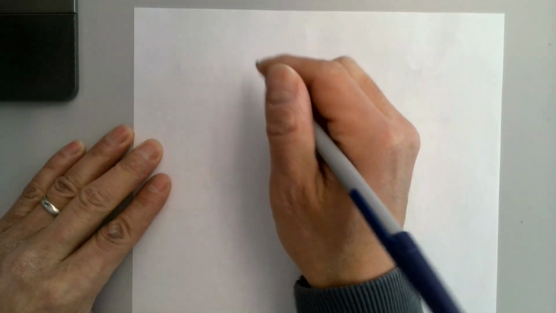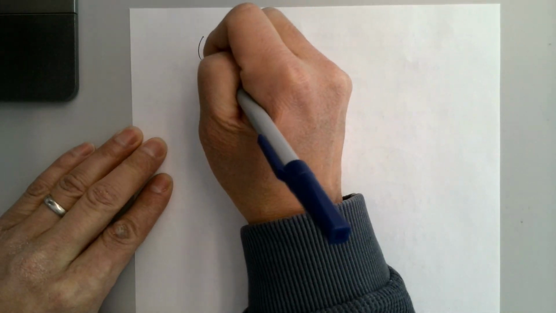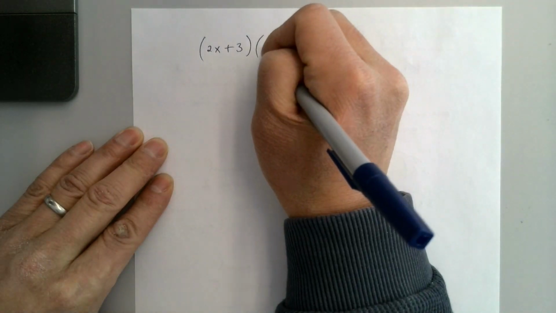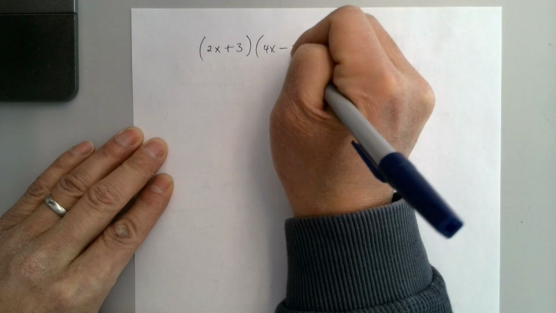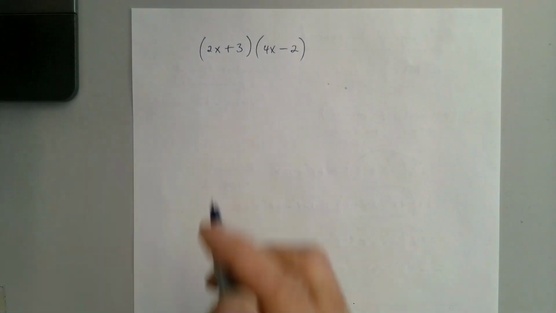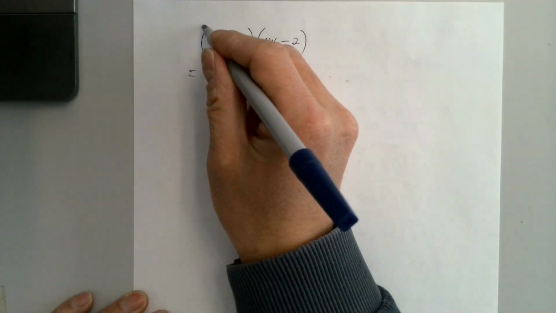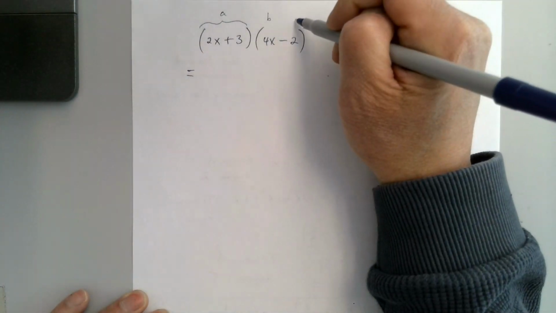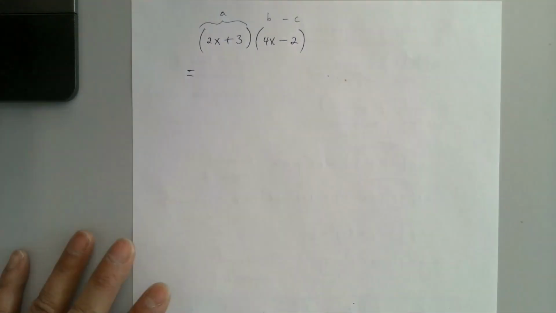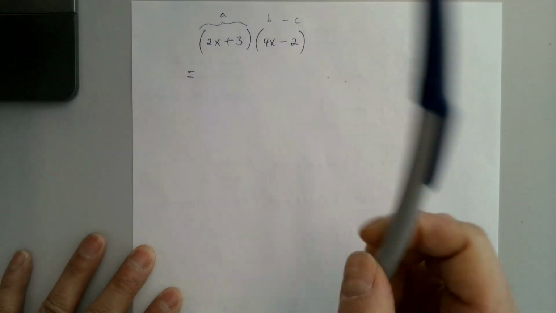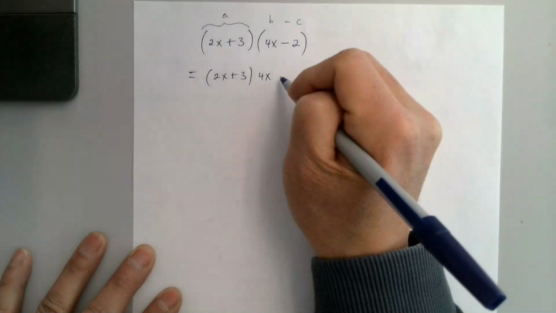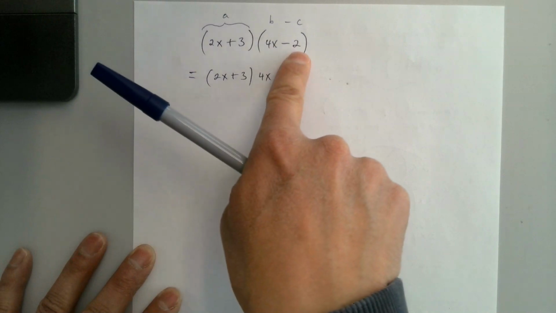Okay, let's try that again. Different example, a little more complicated. 2x plus 3 times 4x minus 2. Okay, so again, I'm treating this like A, and this B, and this C. So I'm going to distribute the A to the B first, minus, and then distribute the A to the 2.